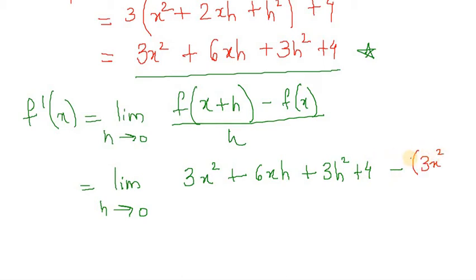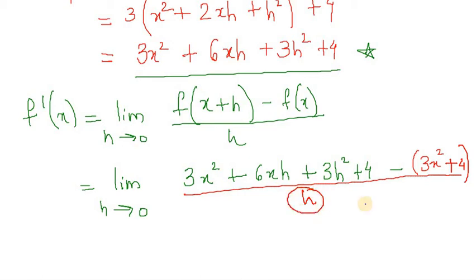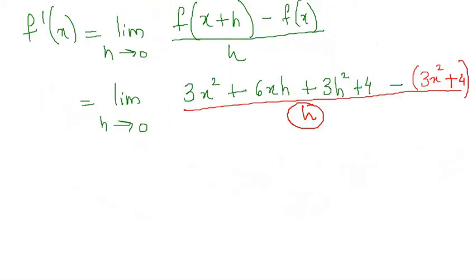What is f of x? 3x square plus 4 whole thing divided by h. So what we need to do, we have to eliminate this h. Okay, why? Because anything divided by 0 is not defined, so we'll try to eliminate h. So let's simplify it further.